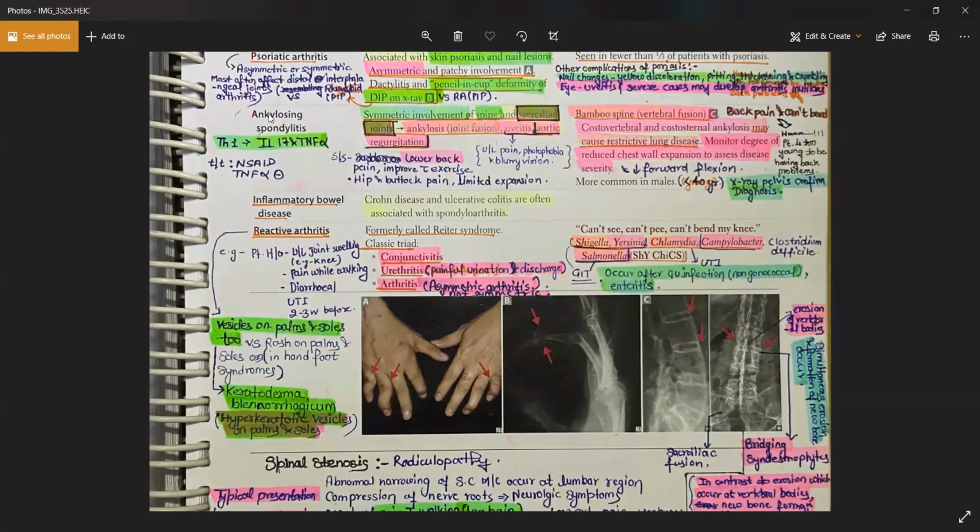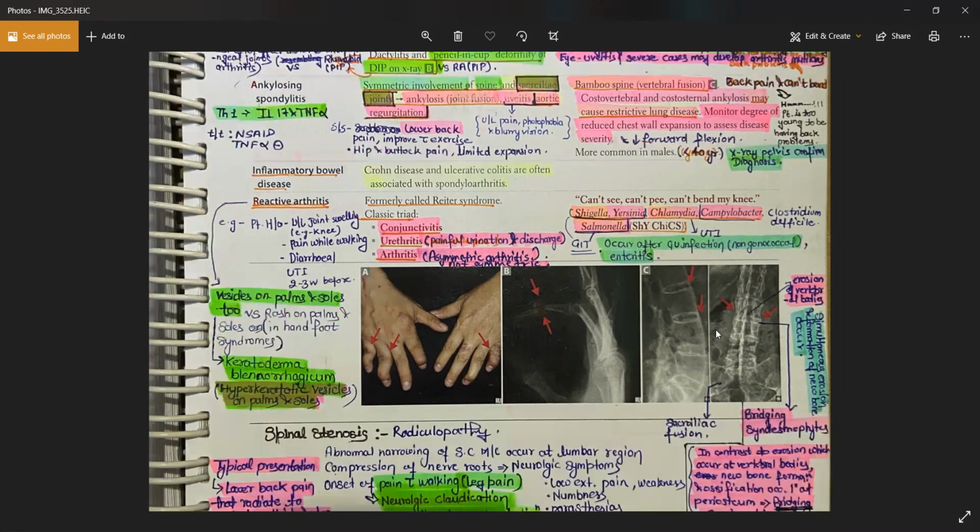Second one is ankylosing spondylitis, in which you're having a symmetric involvement of the spine and the sacroiliac joint. So this is a condition in which you're having an inflammation of the spine as well as the sacroiliac joint, where the sacrum joins the ilium. So you're having a bilateral inflammation there, as well as the involvement of the spine, right?